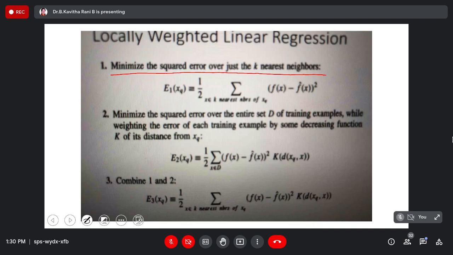So this is a new one. If you want to know which particular class this new instance belongs to, what we are doing here is finding the nearest ones. So this is one nearest one, this is one more nearest one, this is one more, and this is one more data which we are having. Likewise, we are having different types of data. So what we are doing here is comparing this new instance with the nearest ones. This is called locally weighted linear regression.